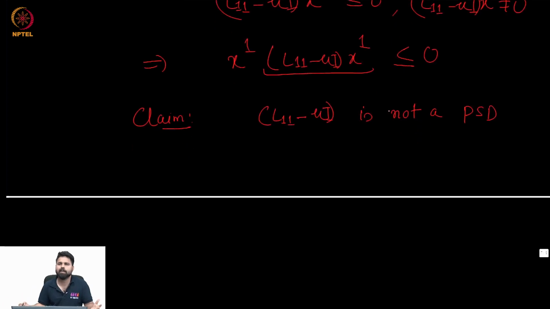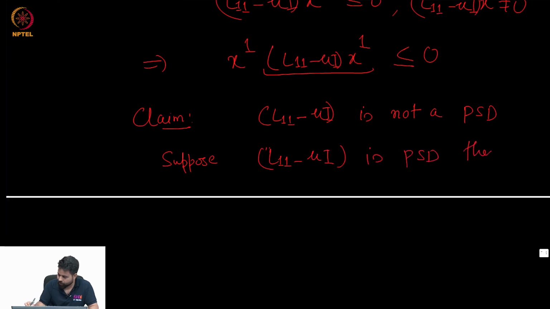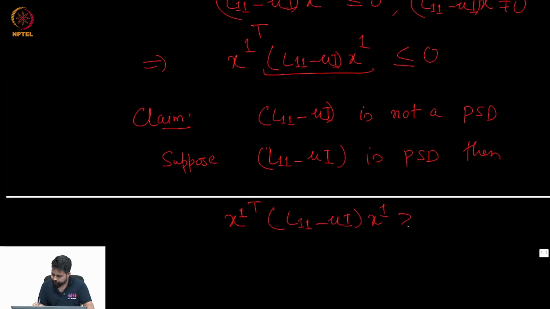So suppose it's a positive semi-definite matrix, that means for every vector x. So suppose L11 minus mu is positive semi-definite. This implies then what will happen? Then we can write x1 transpose times L11 minus mu times the identity matrix, and times again x1. This has to be greater or equal to 0, right? Because we have assumed that it's a positive semi-definite matrix.